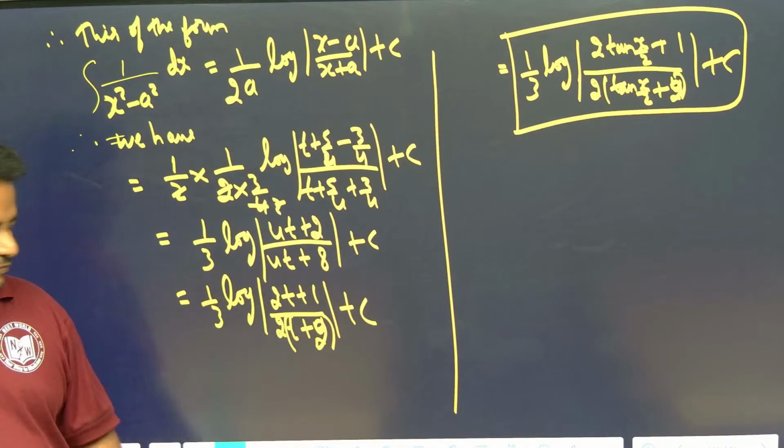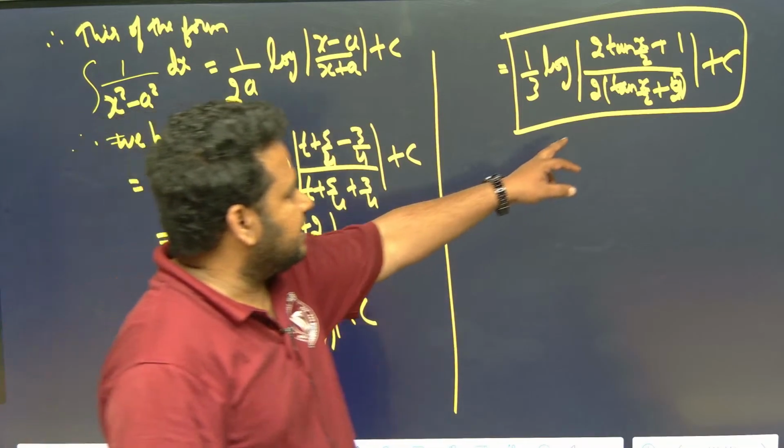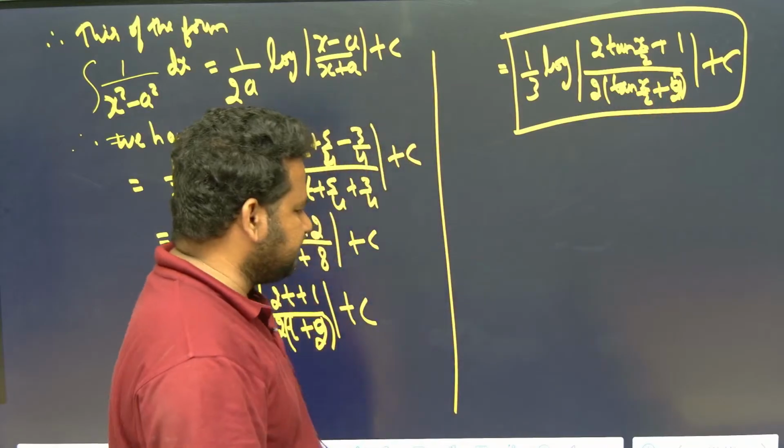Okay, so this is what I will have. So this is tan x by 2 plus 2 plus c. Okay, clear? This is the way to solve this question.